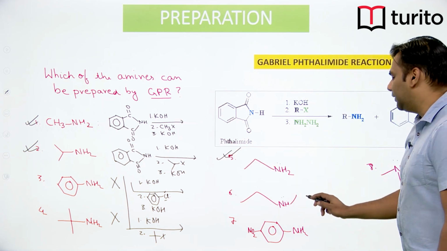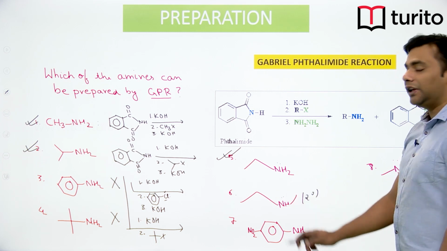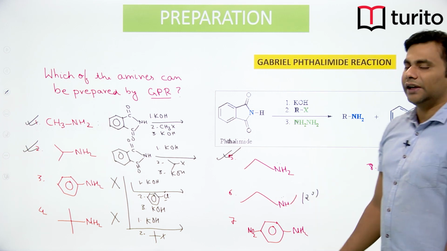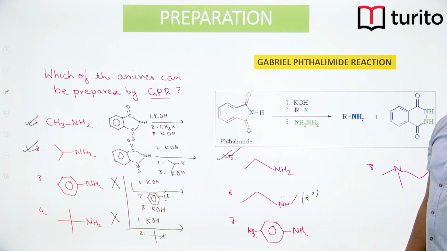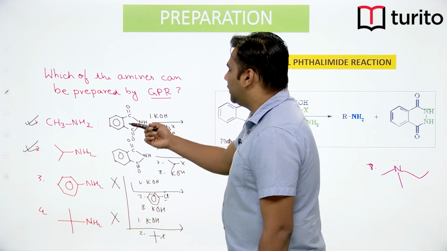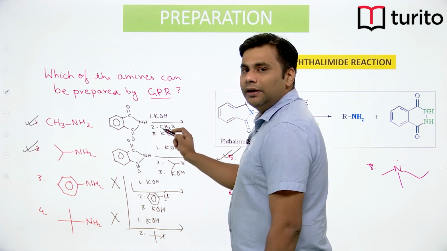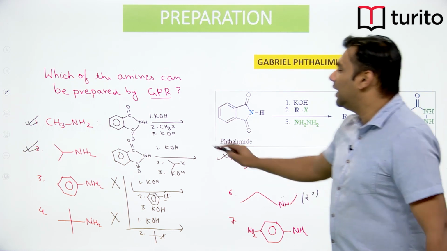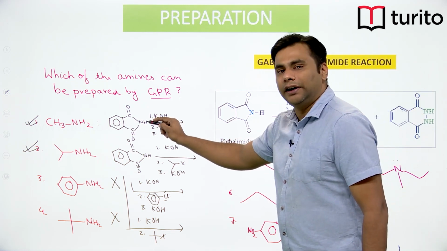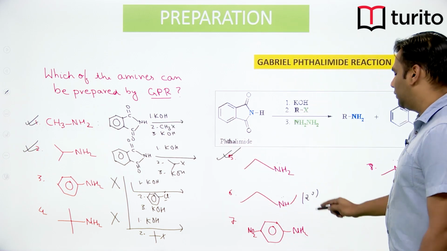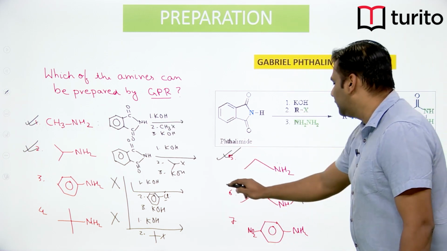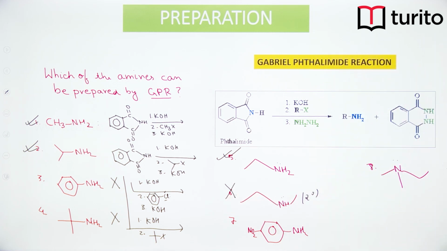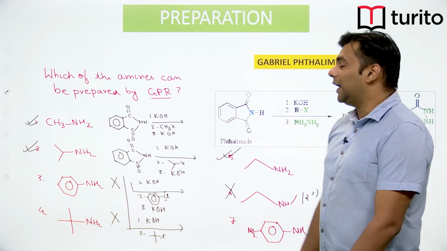Now this is a 2 degree amine, right? Because nitrogen has 2 alkyl groups attached to it, and through this reaction we cannot get a 2 degree amine, because obviously the nitrogen is taken away by the alkyl halide, so it will be converted into RNH2. If you take an R group over here, then this will not have an acidic hydrogen, so the reaction won't proceed. So a 2 degree amine cannot be prepared by this reaction. Okay, similarly, this is a 3 degree amine. A 3 degree amine can also not be prepared by this Gabriel phthalimide reaction.